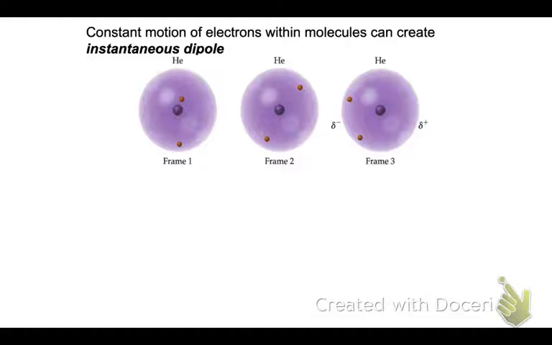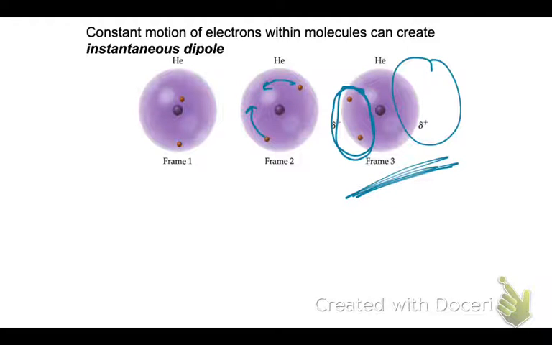Now, remember, there is constant motion of electrons within a molecule that can create instantaneous dipoles. So here is the helium atom. It has 2 electrons. Those 2 electrons rotate and they have different spins, meaning if one is rotating clockwise, the other one is rotating counterclockwise. Now, at one point in their rotation, one end of the atom has more electrons than the other end. So this is a dipole that's created.